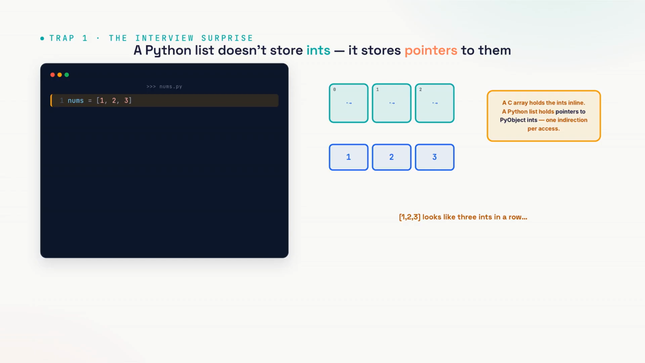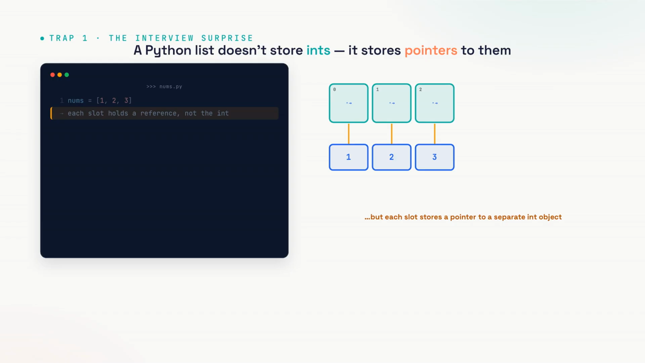Trap 1, the interview surprise. You write nums equals 1, 2, 3. Looks like 3 ints sitting in a row, right? They're not. Each slot holds a reference, a pointer, to a separate int object somewhere else in memory.